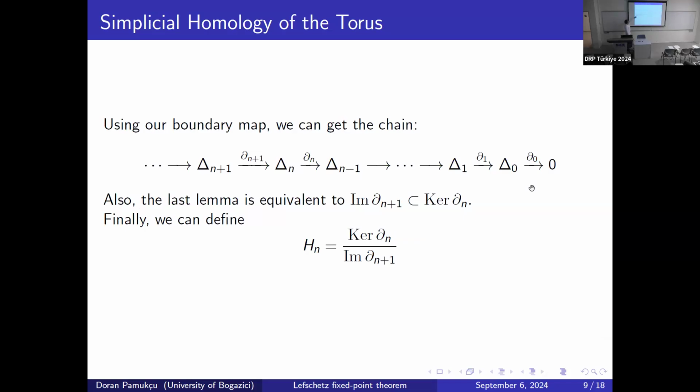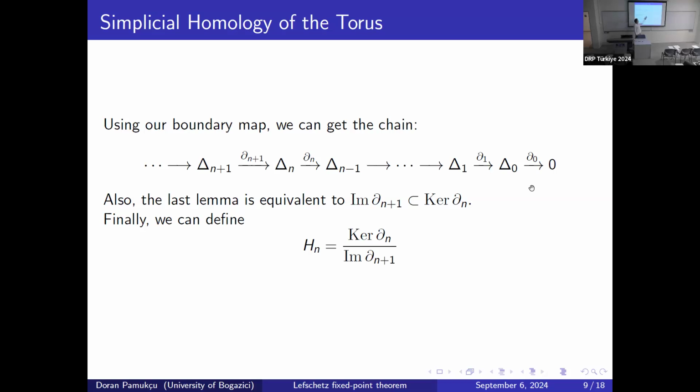What do we have? We have free abelian groups consisting of n-chains here, and we have boundary maps defined on them. So we get an infinite chain of groups. And this lemma is actually equivalent to the fact that the image of boundary n plus 1 is a subgroup of the kernel of boundary n. And why is that true?